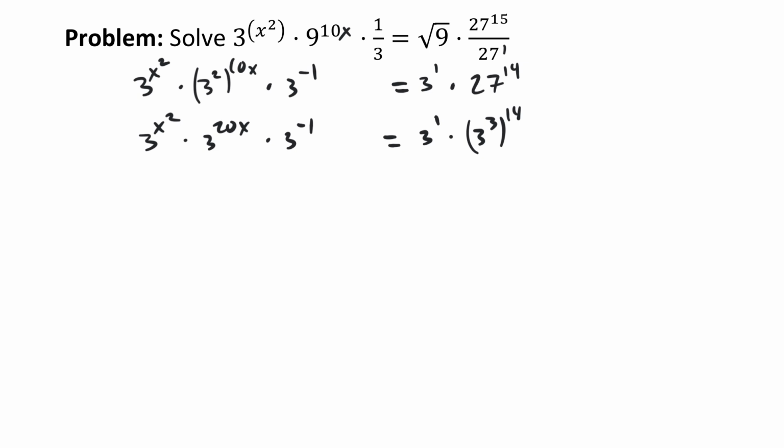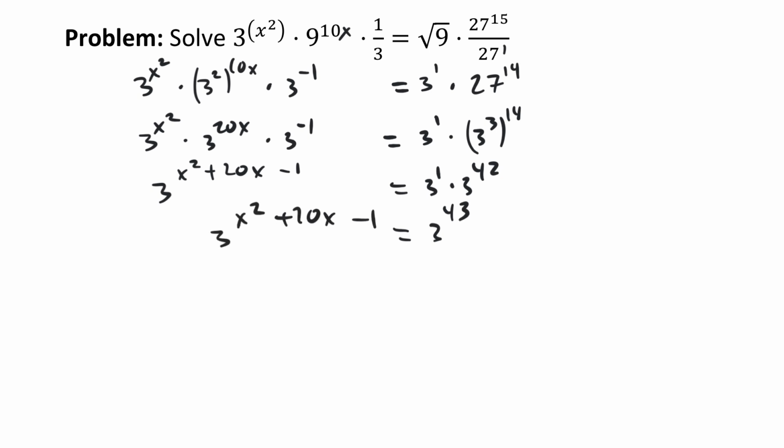That's going to be 3 times 14 is 42. 3 to the x squared plus 20x minus 1. Okay, so this is 3 to the 43 equals 3 to, oh, what a monster, x squared plus 20x minus 1. Okay, let's drop the base and focus on the algebra. x squared plus 20x minus 1 equals 43.